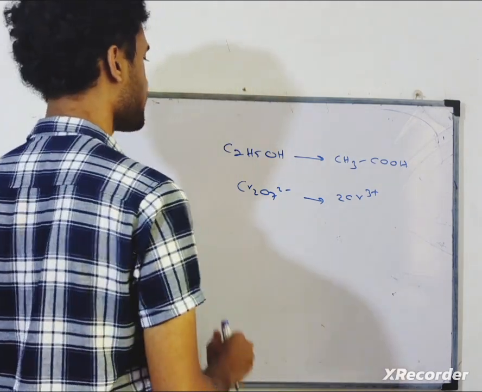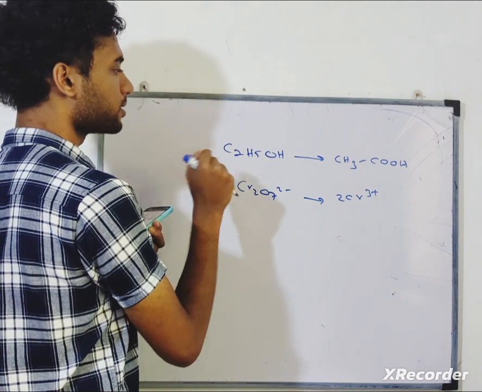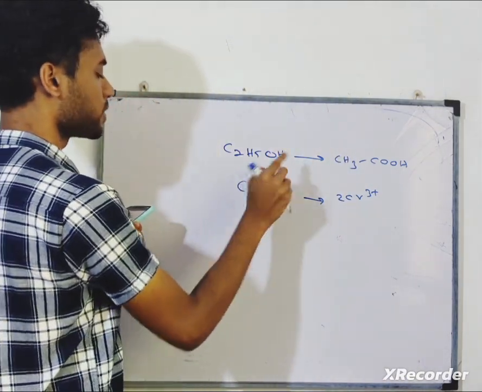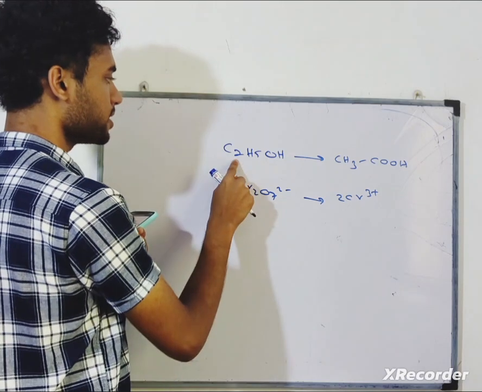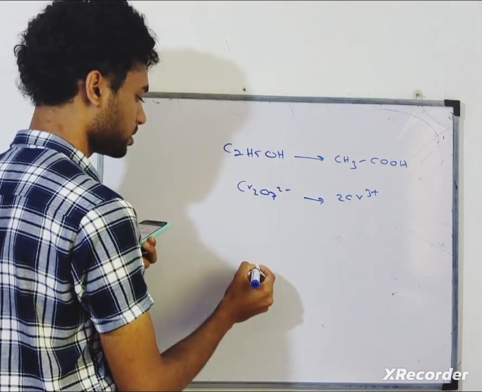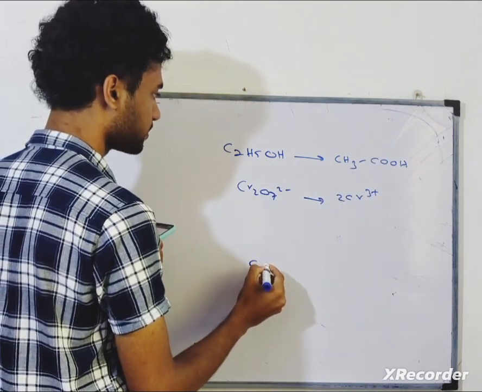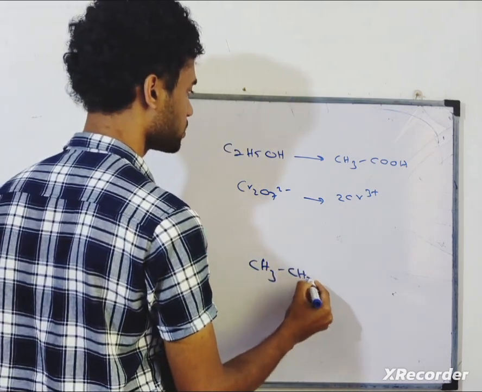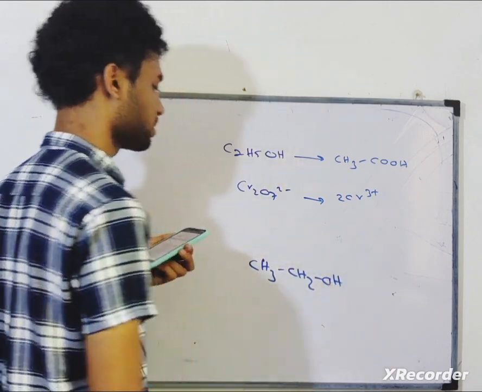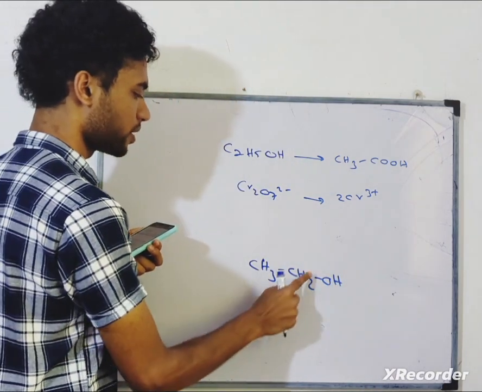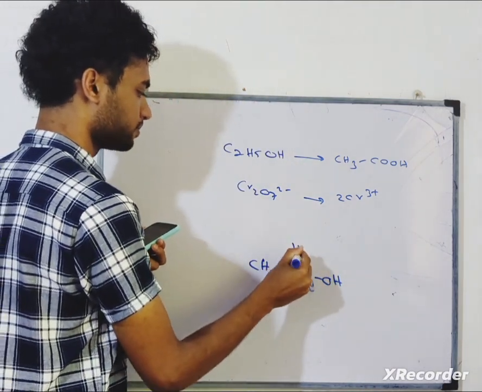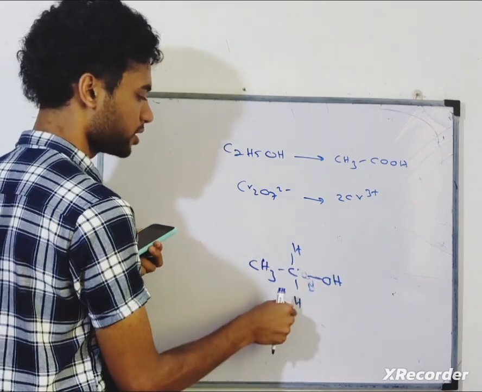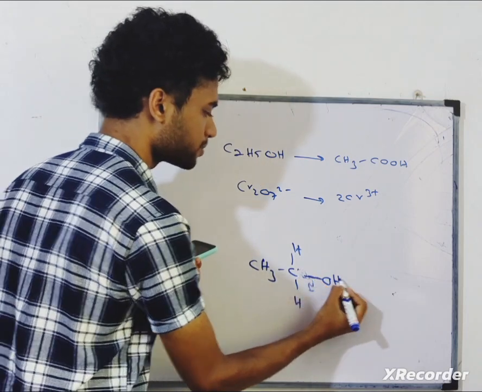Now let's see. Here I have to compare the carbon that's oxidized. Let's expand the structure C2H5OH. How does it look like? CH3 CH2OH. I can write it like this, right? CH3 CH2OH. This becomes what?